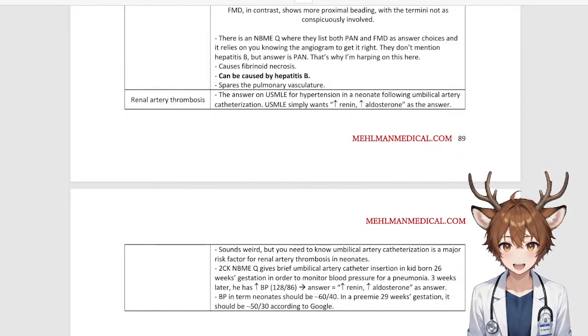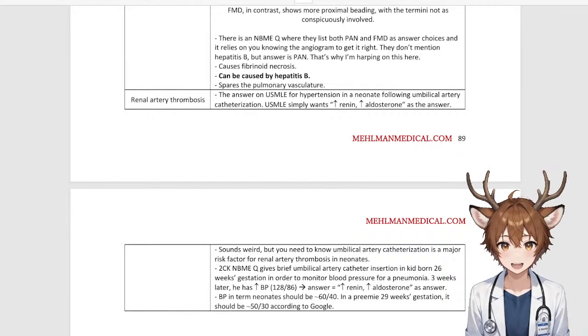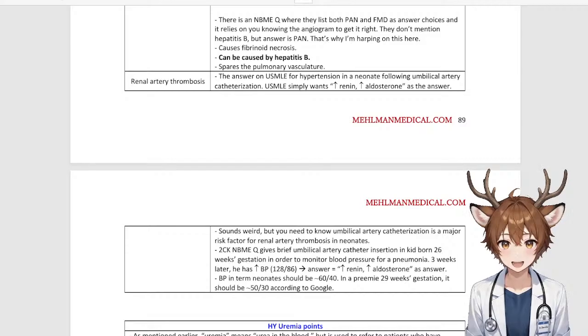Blood pressure in term neonates should be between 60 and 40. In a preemie at 29 weeks gestation, it should be between 50 and 30 according to Google. That's pretty low.